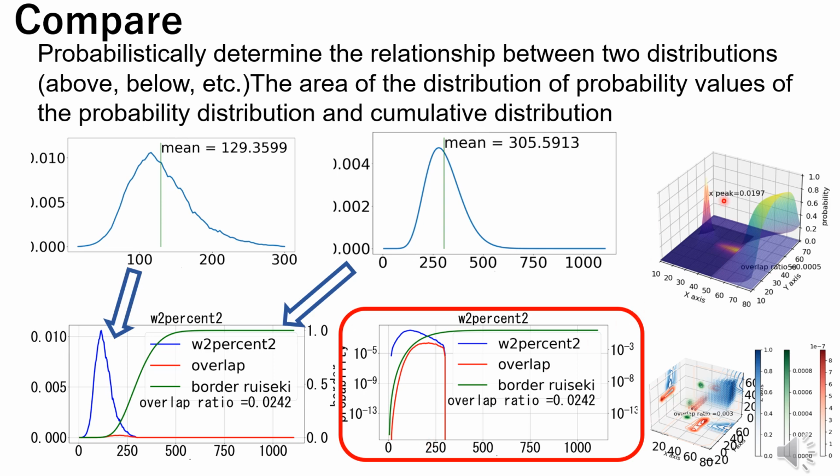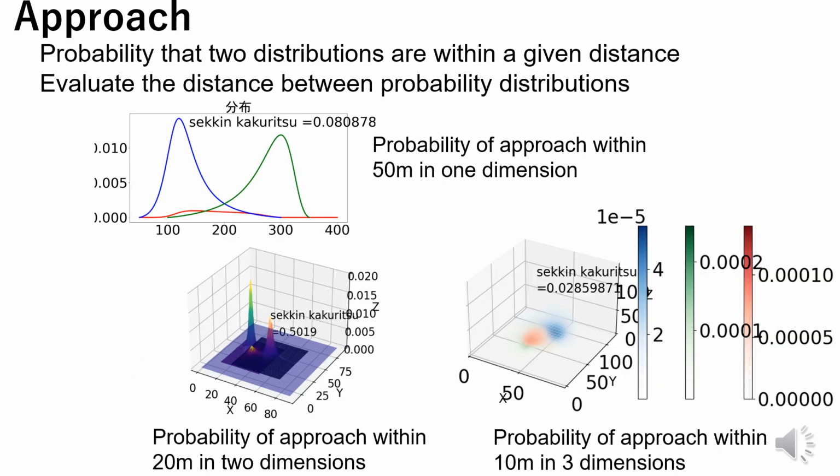Use this comparison of distributions to think of various new applications in your field of expertise. The approach of distributions gives the probability that the parameters of two distributions will come within a specified distance. This is done by overlaying all the probability values of one probability distribution, shifted by small intervals over a specified distance range, to create a distribution that is the product of this probability value and another probability distribution, and the area of this distribution is the probability of approach.